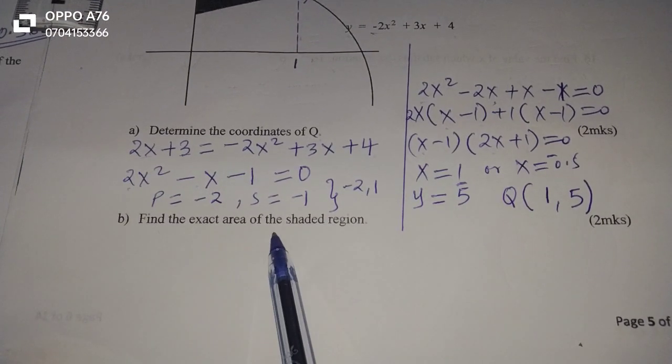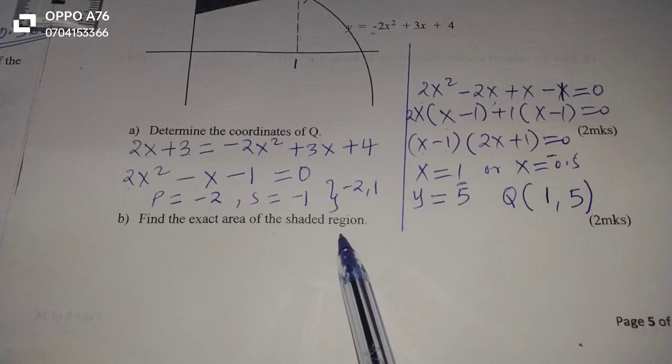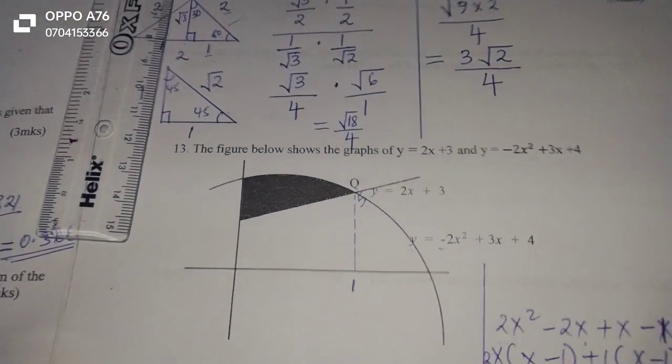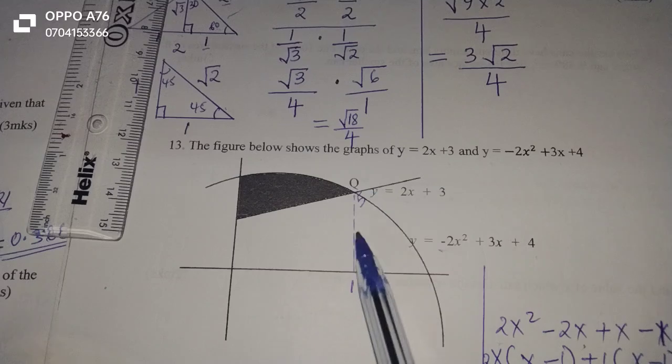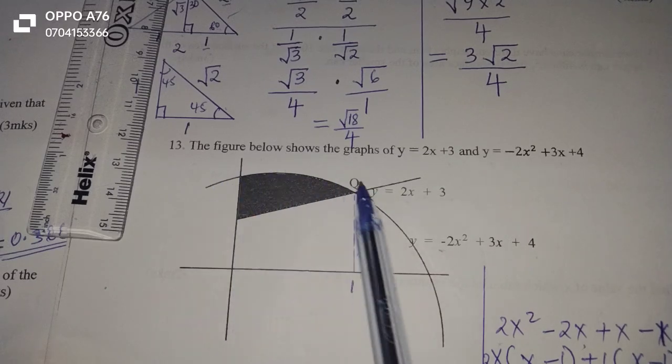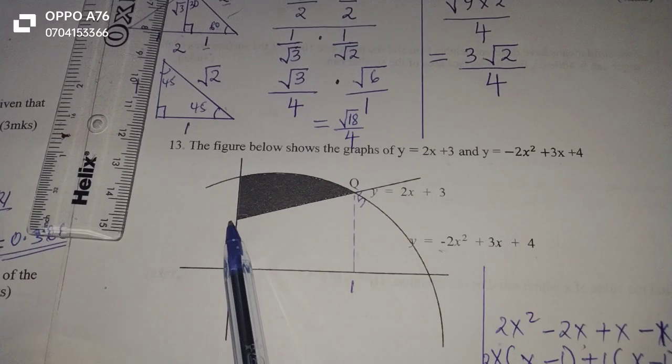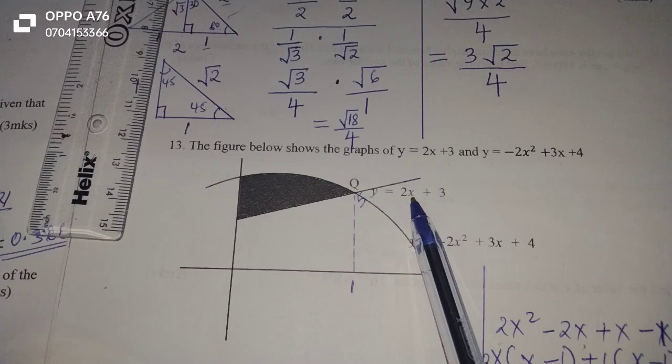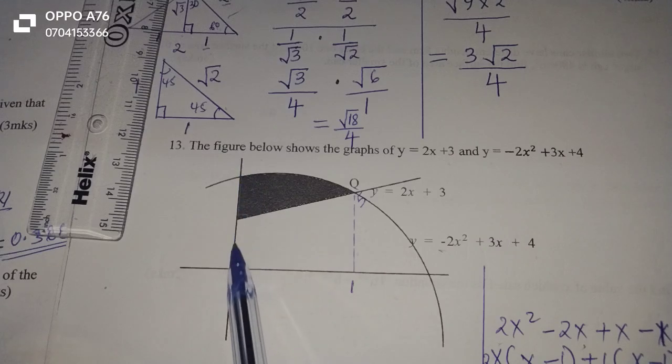Find the exact area of the shaded region. Let us study the shaded region. You will discover that the region is bounded by the curve. It's also bounded by the straight line, y equals 2x plus 3. It's also bounded by the vertical axis. That is the shaded area.